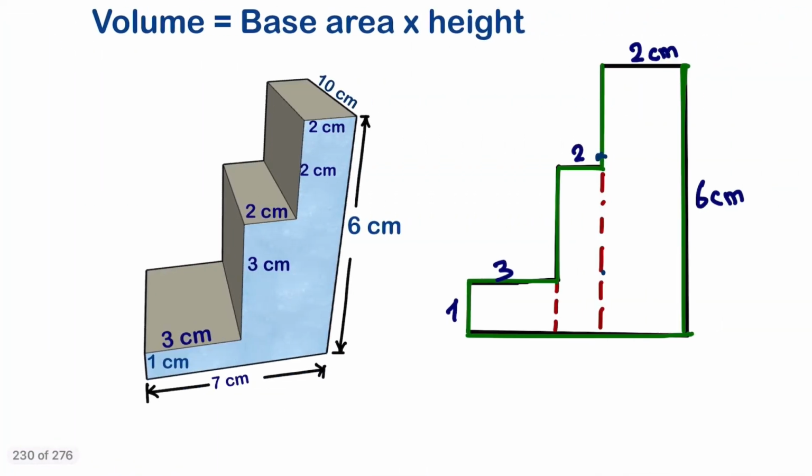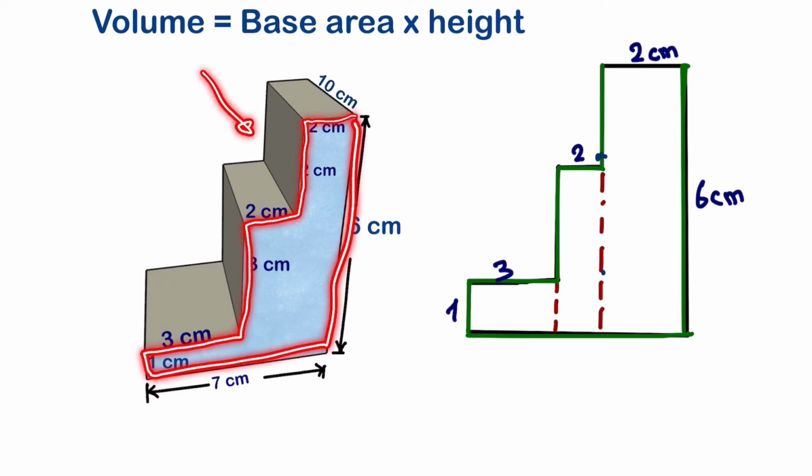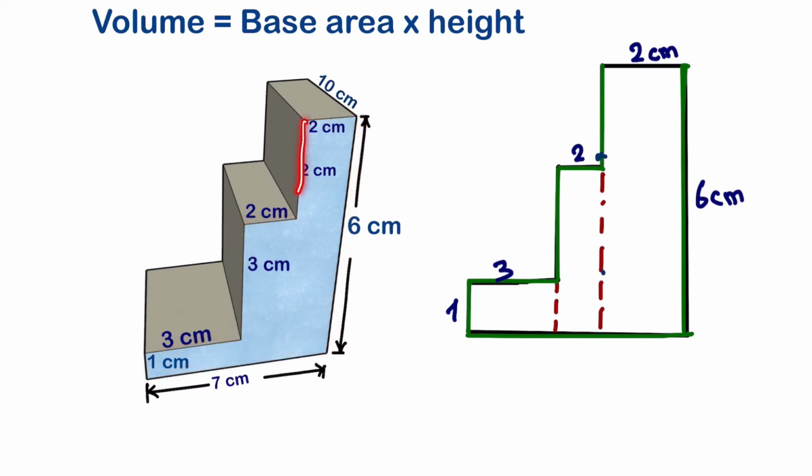So the first thing you want to do in this type of question is to identify the base area. All prisms have identical bases. So this base here is the same as the base here. So this implies this is our base. To calculate the volume, volume is base area times the height. So let us calculate the base area first.